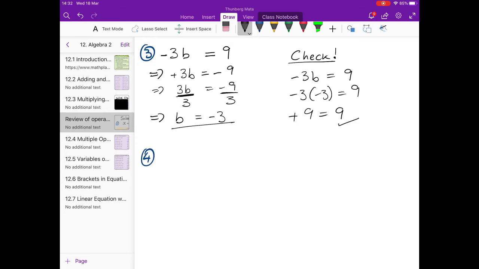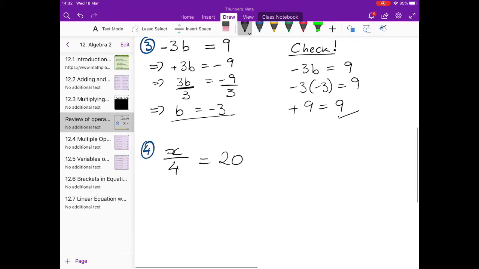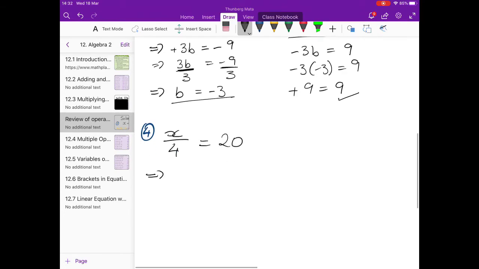So let's say I take another one where I'll have x divided by 4 is equal to 20. In this question, I have x divided by 4 is equal to 20, so I'll have to multiply both things by 4 over 1.